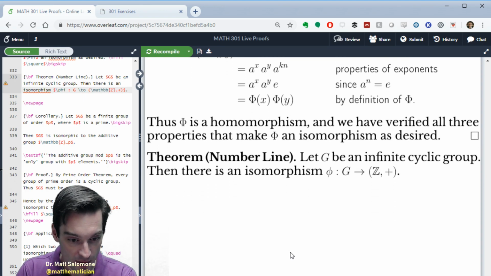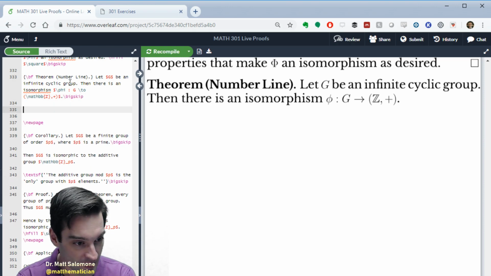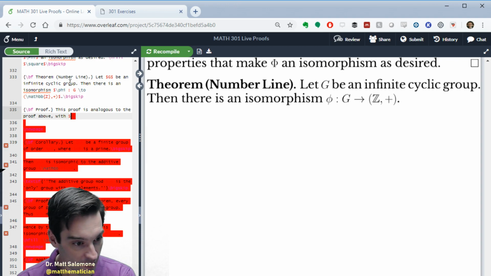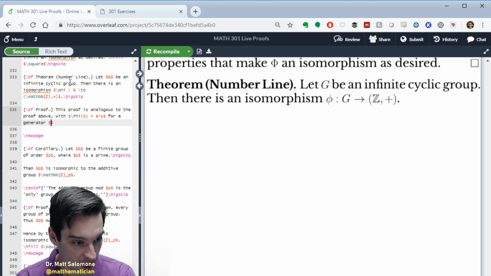So there is my number line theorem. It's the Highlander theorem in the infinite order case. I'm not going to go through all the details of the proof because they're completely parallel to the ones in the finite case, in the clock theorem. This proof is analogous to the proof above, with phi of x equals a to the x for a generator a of G.